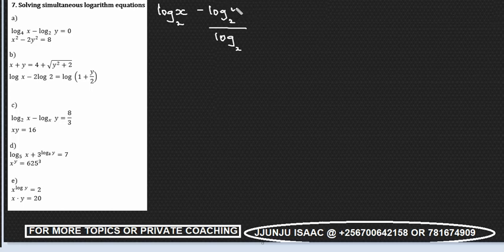So it will be log base 2 of y, and this will be log base 2 of x, because x is the base, so it should be down here. Now equal to 8 over 3. Now I'm going to multiply with log base 2 of x, so we shall get log base 2 squared of x, then minus log base 2 of y equal to 8 over 3 log base 2 of x.